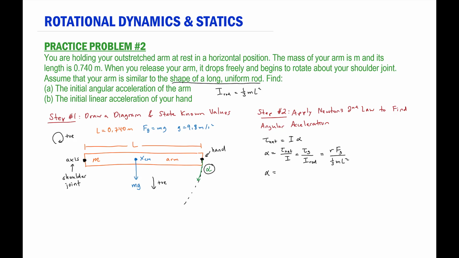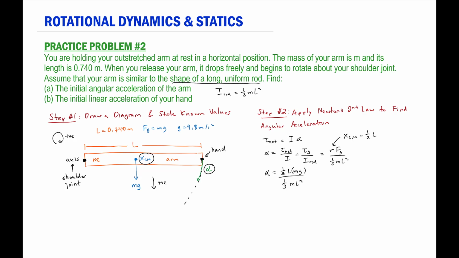So alpha is equal to R. We now need to figure out what R is, and that's the distance the force is acting on the system. We know that XCM is equal to 1/2 of the length of the arm. So we know that alpha is equal to 1/2 L times mg, for your Fg, over 1/3 ml squared.